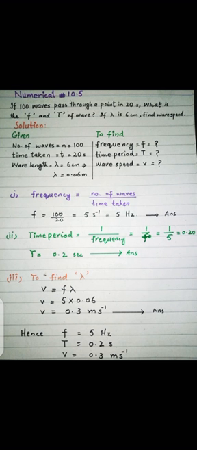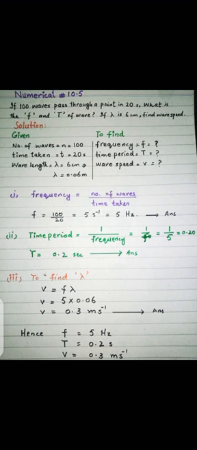Frequency is equal to total number of waves over total time taken. We know that total number of waves is 100 and total time taken is 20 seconds. So f equals 100 over 20, which is equal to 5 per second, and per second is equal to hertz. So the frequency is 5 hertz. Understand? The frequency of the waves is 5 hertz. Now come to the second part.